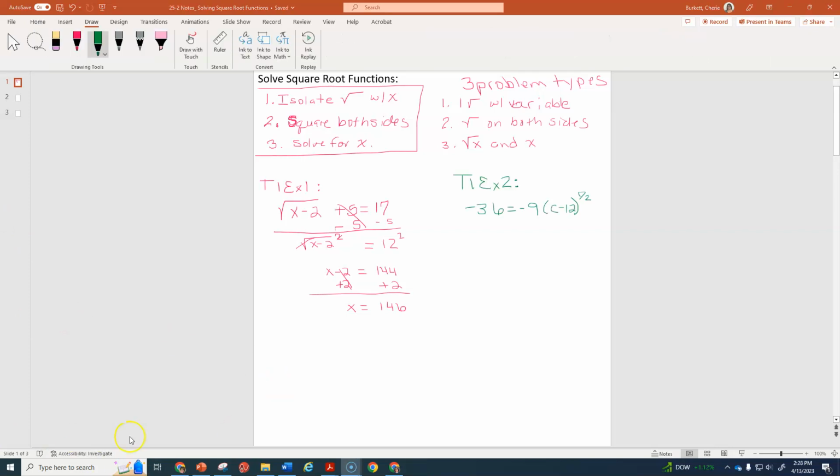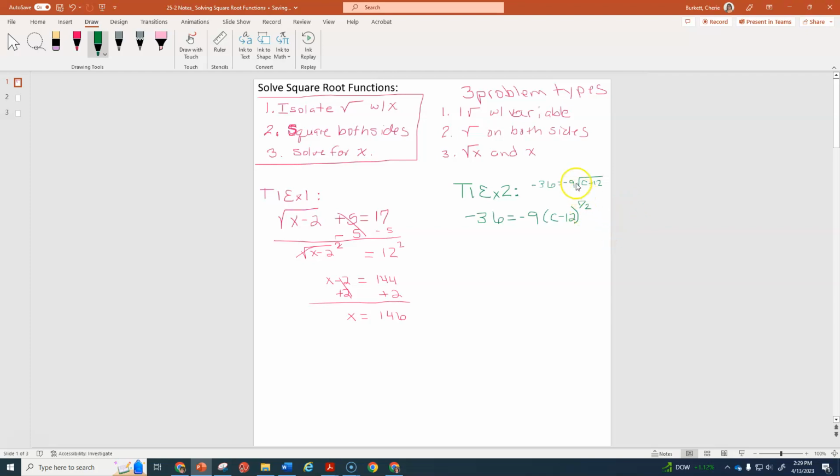So this next example, you may think at first it doesn't have a radical, but remember, if it's being raised to the 1/2 power, like this right here is, then whatever is inside that parentheses is really under a radical. So if we were to rewrite this, let me see if I can rewrite it real quickly. Up here, it could be rewritten as negative 36 equals negative 9 radical c minus 12. So these two are the exact same equation.